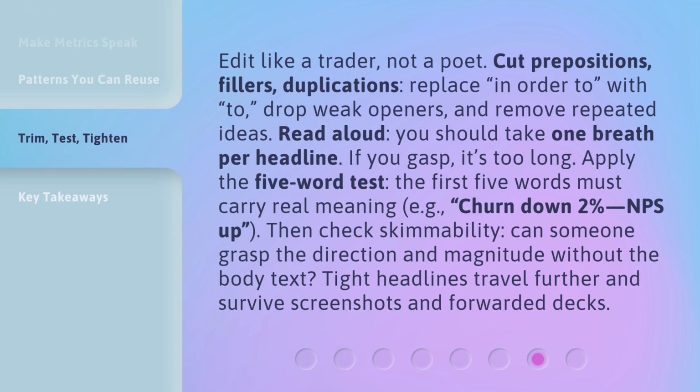Apply the 5-word test. The first 5 words must carry real meaning. E.g., churn down 2%, NPS up. Then check skimmability. Can someone grasp the direction and magnitude without the body text? Tight headlines travel further and survive screenshots and forwarded decks.